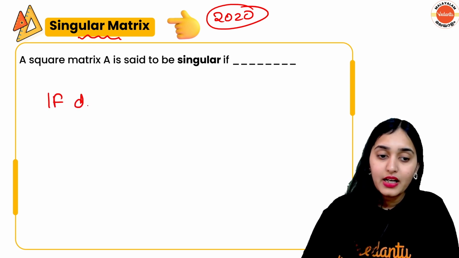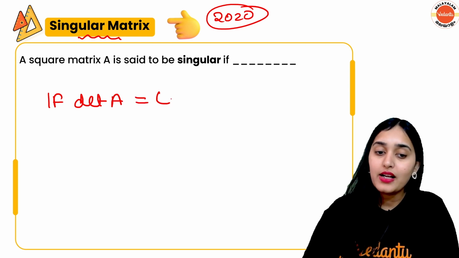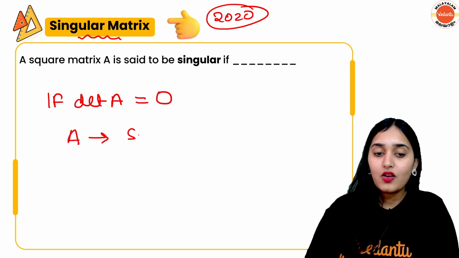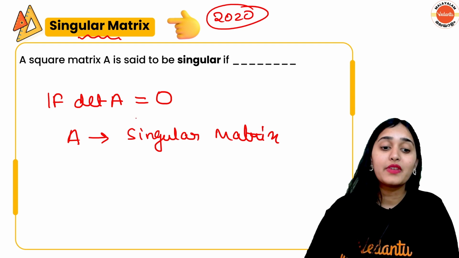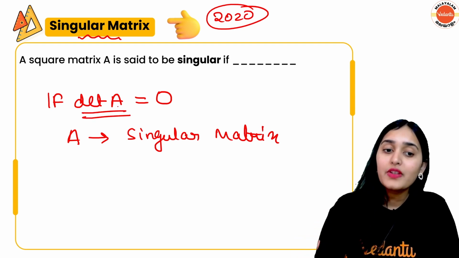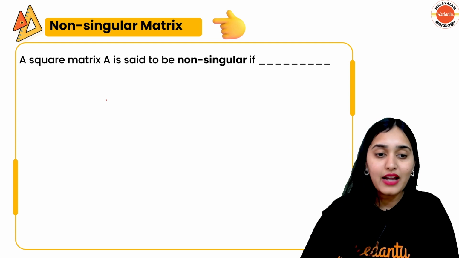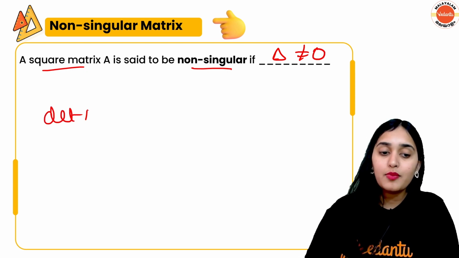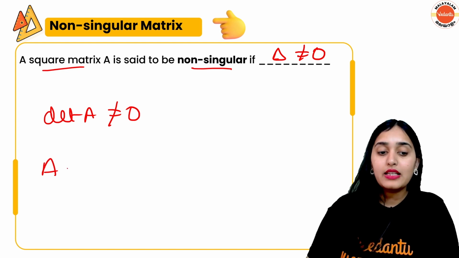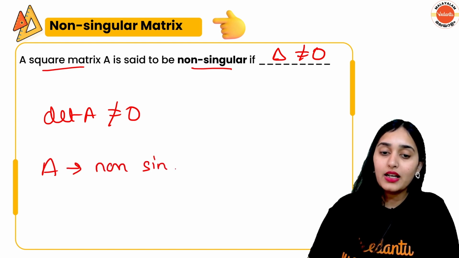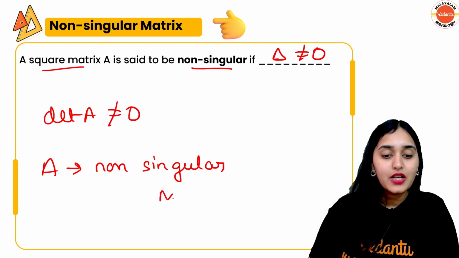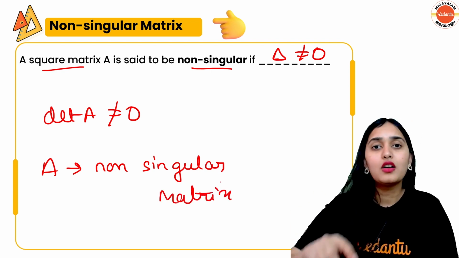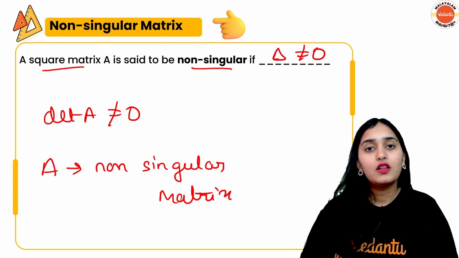If the determinant of A is equal to 0, then A is called a singular matrix. So simple. If your determinant is 0, then your matrix is singular, right? Now, a square matrix is non-singular if the determinant is not equal to 0. So, if the determinant of A is not equal to 0, then A is a non-singular matrix. Simple. So, you just find out the determinant. If it is 0, you say singular. If it is not 0, you say it is not singular.